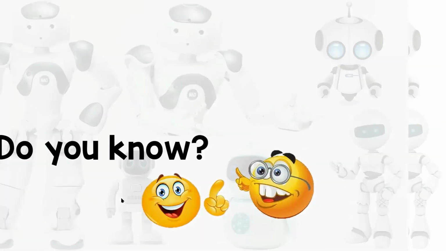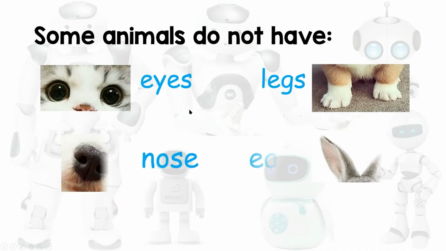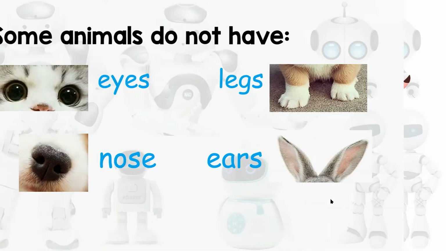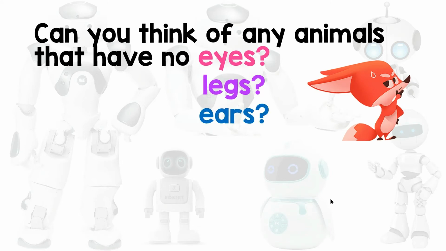Now, do you know some animals do not have eyes or legs or nose or ears? Can you think of any animals that have no eyes? What about animals that do not have legs? Can you think of any? Yes, fish do not have legs. Good job. Can you think of any animals that have no ears? Oh yes, fish do not have any ears as well. They do not have legs and ears, but fish do have eyes.